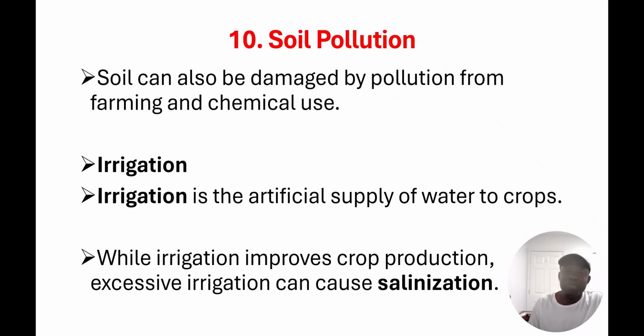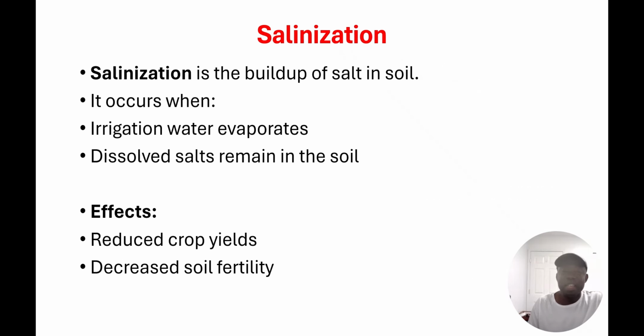Now, from soil pollution, you are going to look at the concept of salinization. What is salinization? Salinization is just a buildup of salts in the soil. We said at the beginning that a fertile soil must have a neutral pH. pH is the power of hydrogen. The concentration of acid in the soil must be neutral, that is around 7, not less, not more. So when there is too much salt in the soil, we call it salinization, the buildup of salt in the soil.